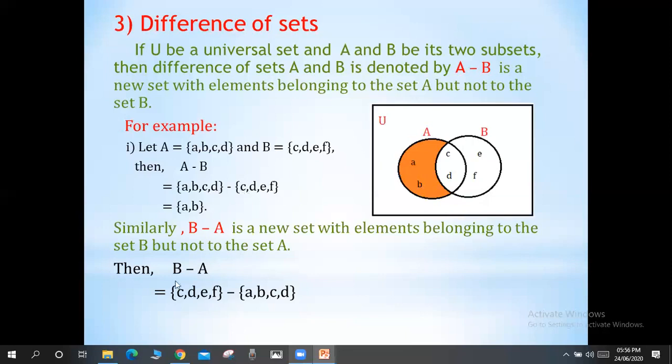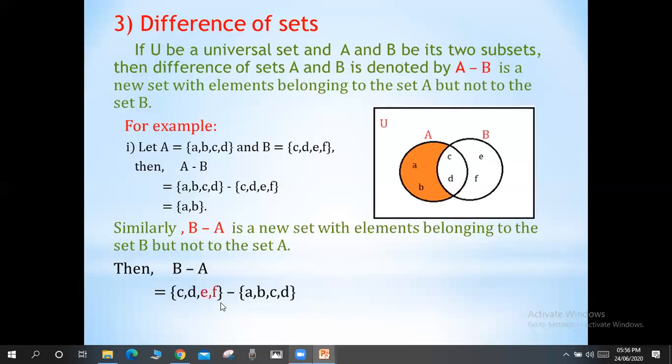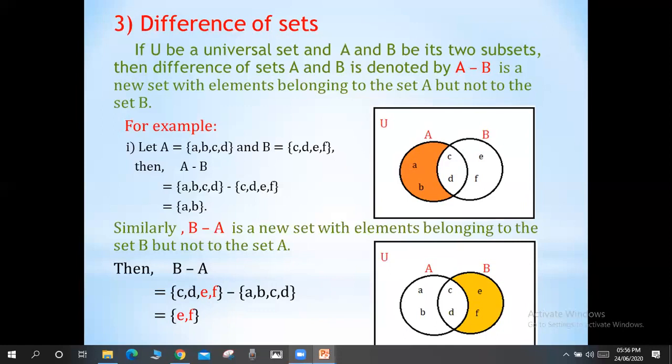In this B minus A, we write the elements of only B. C, D are common elements in B and A. So E, F are the only elements of B. So B minus A is {E, F}. Now the Venn diagram: this shaded part represents B minus A. Look, I have taken the same example, so the Venn diagram is the same, but the shaded part is different for different operations.